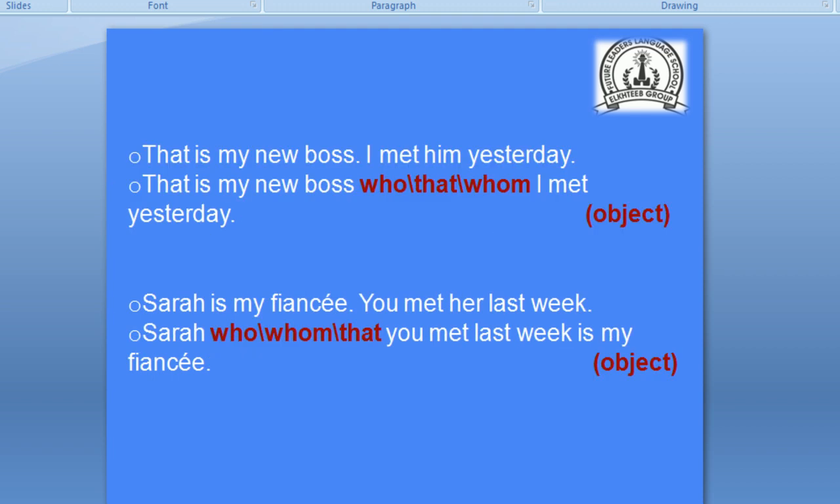Let's see what about the object. That is my new boss. I met him yesterday. That is my new boss who or that or whom I met yesterday. Remember, skip or drop the pronoun him. It's incorrect to say who I met him. No, who I met yesterday. Here, these pronouns came instead of an object. Remember, keep them close to the object.